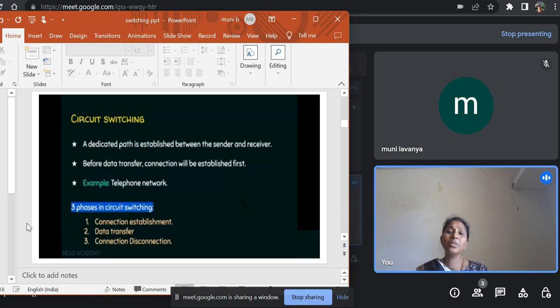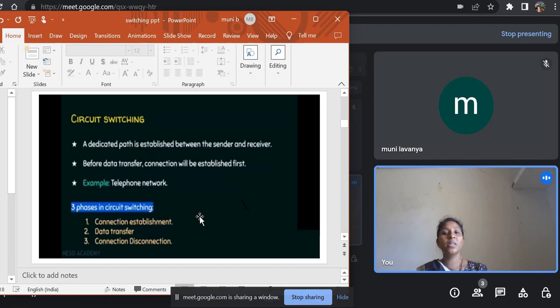An example of circuit switching is the telephone network. Whenever we want to call someone, first we dial the number, and dialing the number connects both the sender and receiver. After that, the data is transmitted. After that, whenever we switch off the phone, it terminates the connection. So the best example for circuit switching is the telephone network.